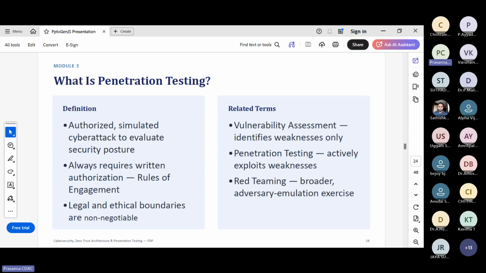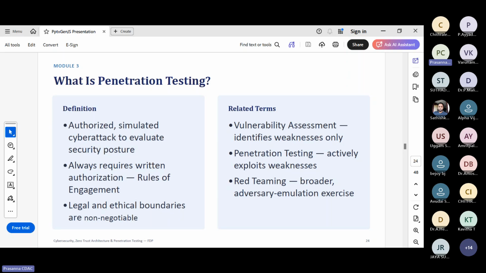One is an authorized simulated cyber attack to evaluate the security posture. The penetration test is normally done to see how strong, that is, how resilient you are. Suppose I am trying to attack your website, whether you are able to withstand my attack. Now I have attacked and the site is defaced. But how long will the data center operator or the system administrator take to restore it? That also comes under penetration testing. That is the post activity. So it will tell us how resilient the system is.